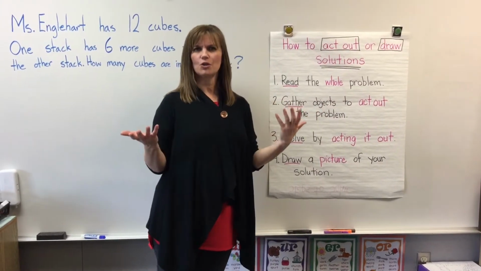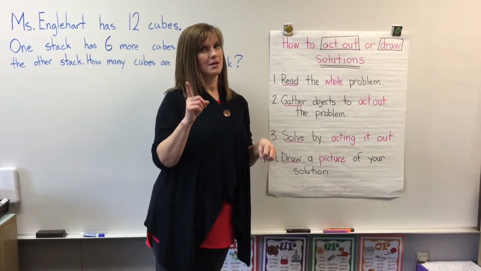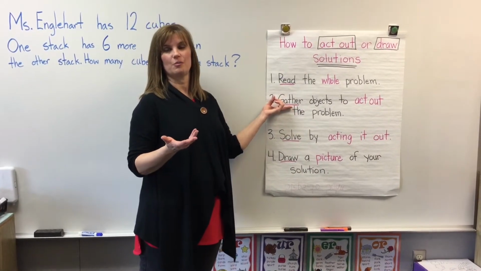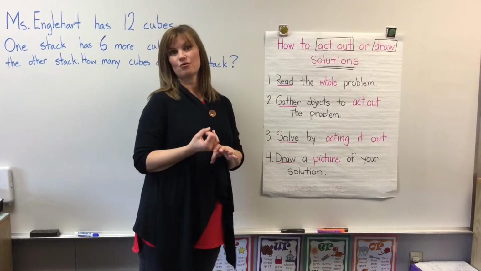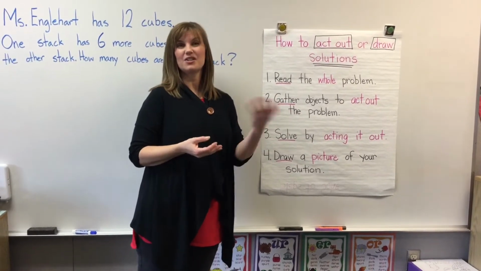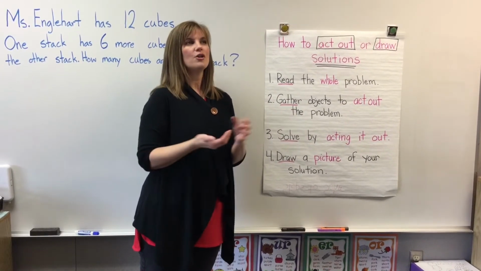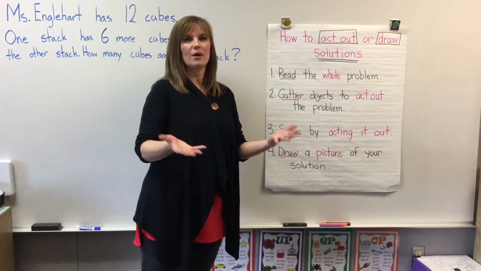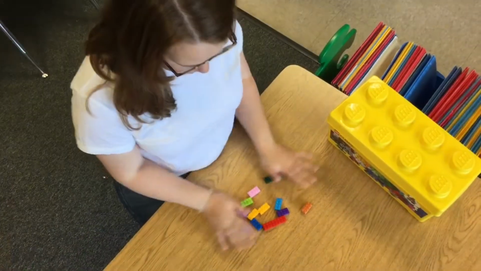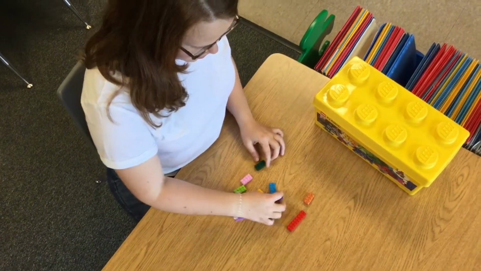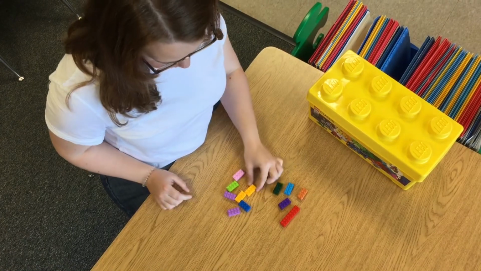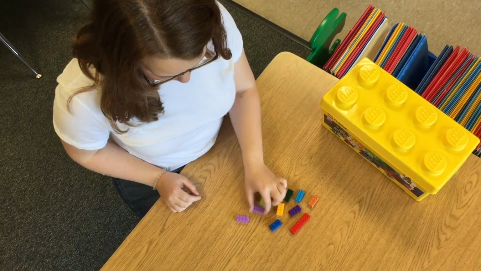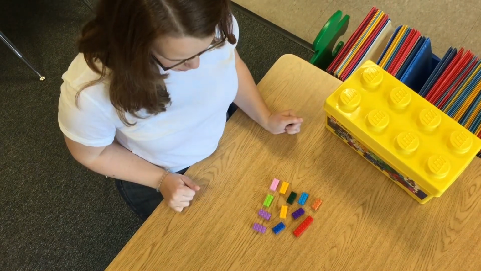Do you have cubes that would work? You might. But if you don't, we could gather other objects to solve the problem. You could use Legos. You could use dry snacks like Cheez-Its or cereal. Or you could use stuffies or books, something else that could represent the 12 objects. I have some Legos in front of me. I have 1, 2, 3, 4, 5, 6, 7, 8, 9, 10, 11, 12 to represent my 12 cubes.